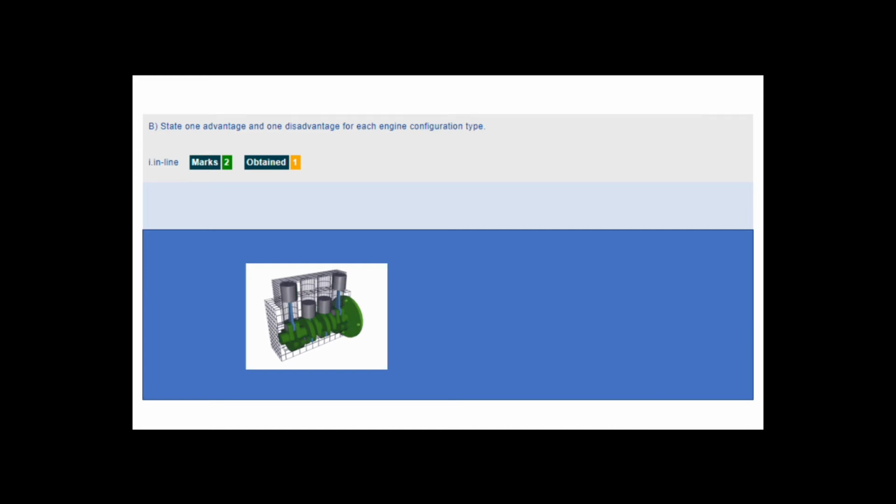Now we already know that that has primary balance because two pistons are moving up and two pistons are moving down, so the two sets of forces counteract each other. But we know that the pistons moving up aren't accelerating at the same rate as the pistons moving down, so it doesn't have secondary balance. It's not perfectly balanced, in other words. Another disadvantage is that there is a limit to how many pistons can be positioned in line.